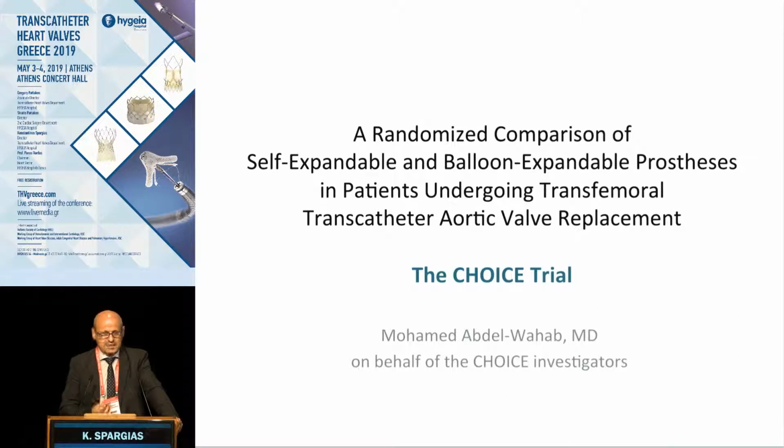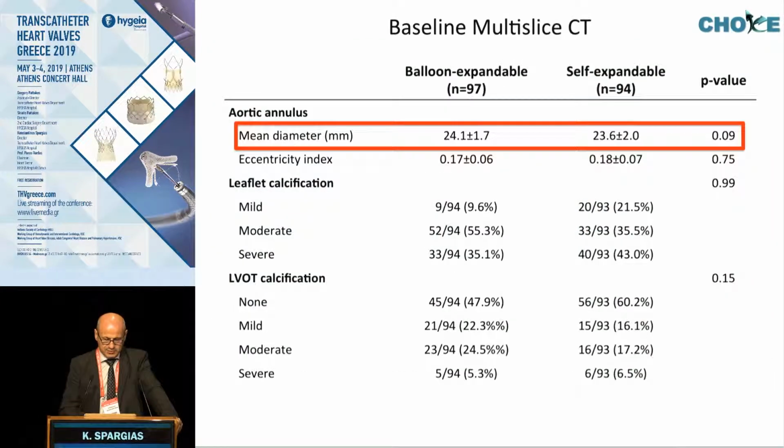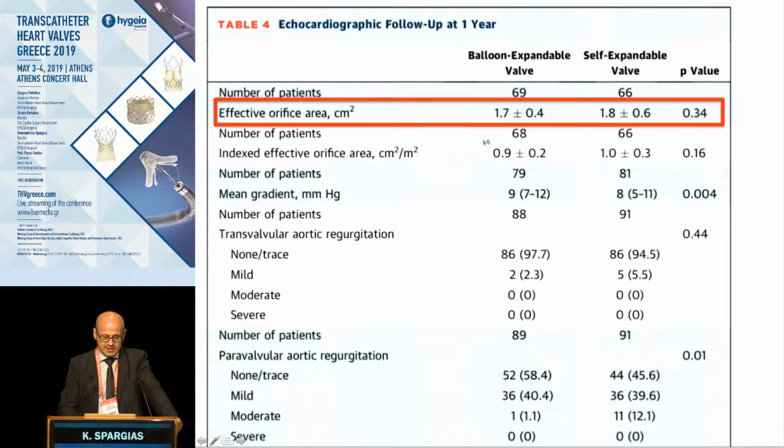But all these data are coming from non-randomized comparisons between the two. The only randomized comparison between the two comes from the older CHOICE trial from Germany, where they randomized 250 patients between Sapien and Evolut valves, and you can see the dimensions of the diameters were exactly the same, no difference, and the effective orifice area after implantation of the valves was also exactly the same.